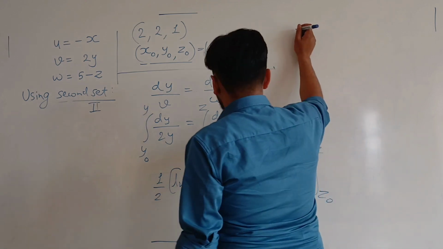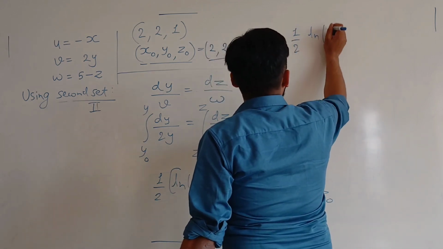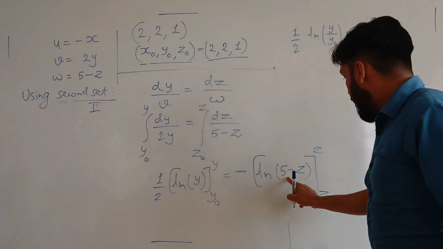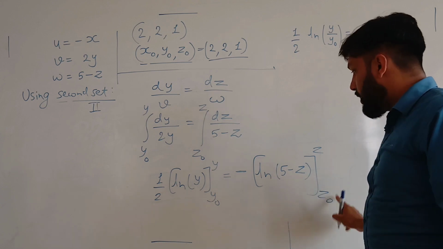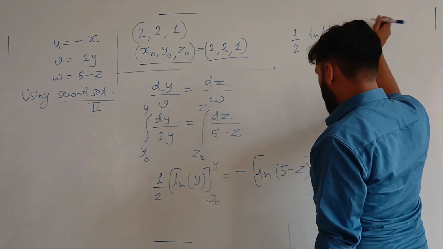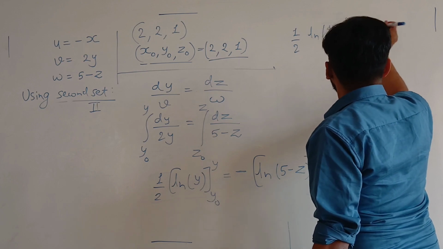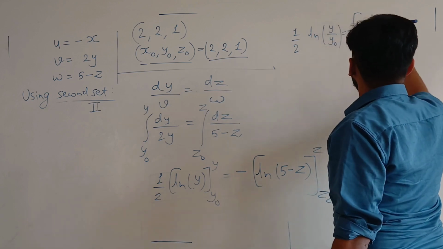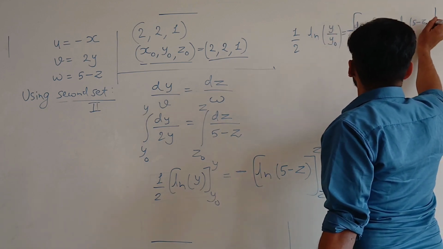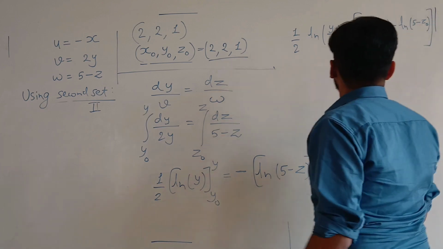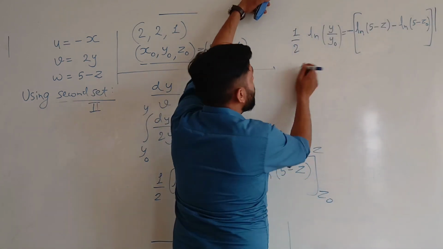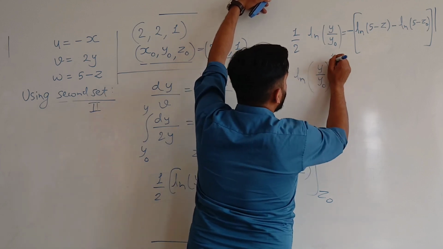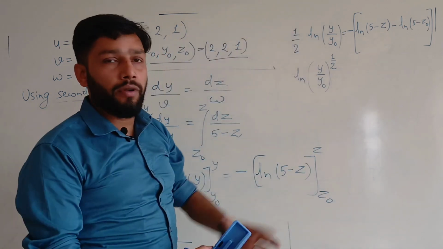So 1 divided by 2 ln y divided by y naught is equal to ln 5 minus z minus ln 5 minus z naught. I am writing it like this: ln 5 minus z, which is equal to, the minus sign is here, minus ln 5 minus z naught. And you can mathematically write this as ln y divided by y naught whole power 1 by 2.